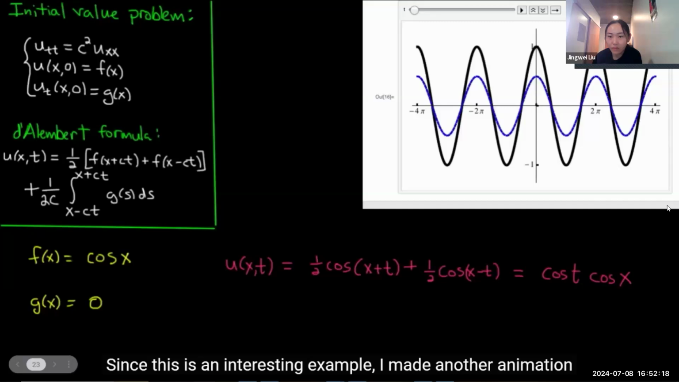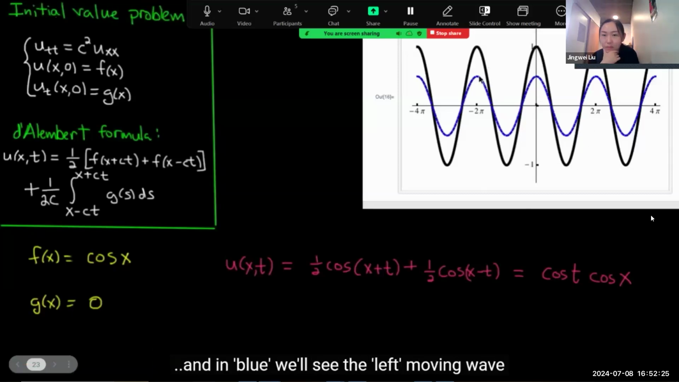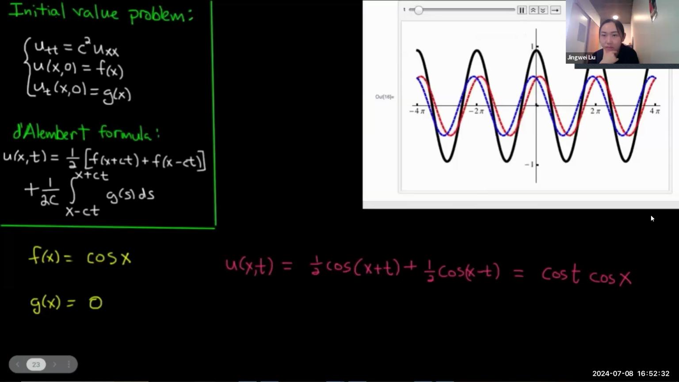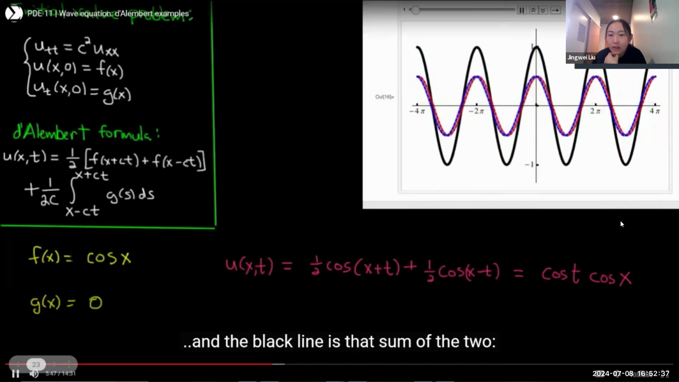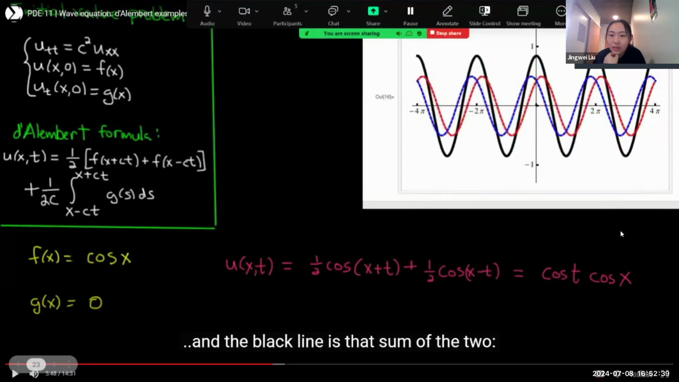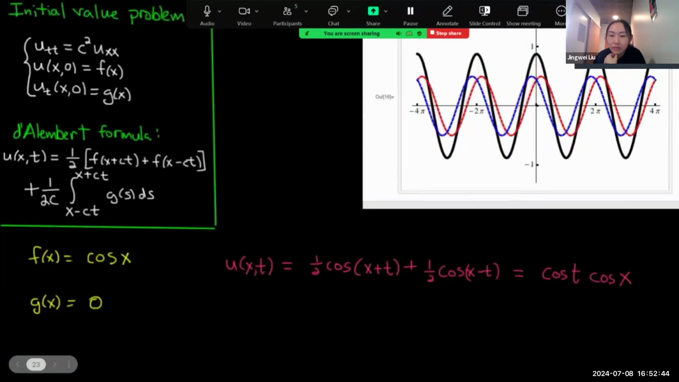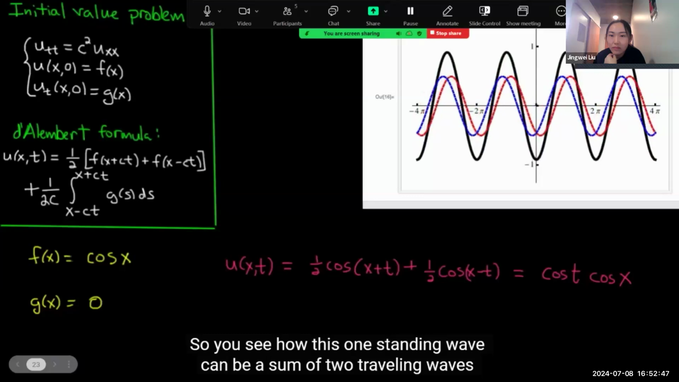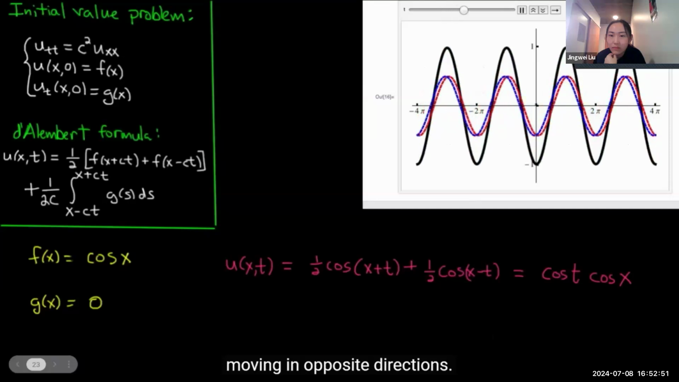Since this is kind of an interesting example, I made another animation where we see in solid black the original function u, and in blue we'll see the left moving wave, and in red we'll see the right moving wave. Now the black line is the sum of the two, so it's the combination of the heights. So this is the standing wave. You see how this one standing wave can be a sum of two traveling waves moving in opposite directions.